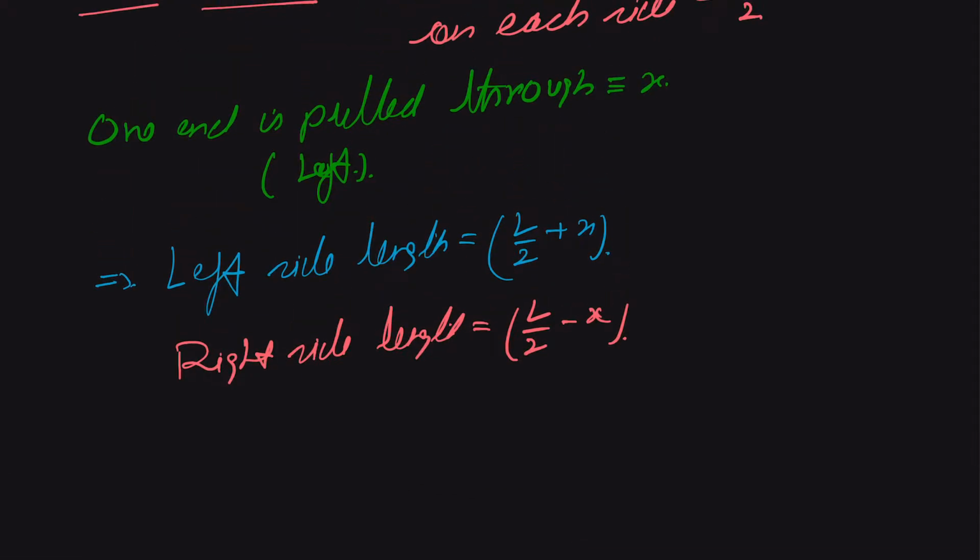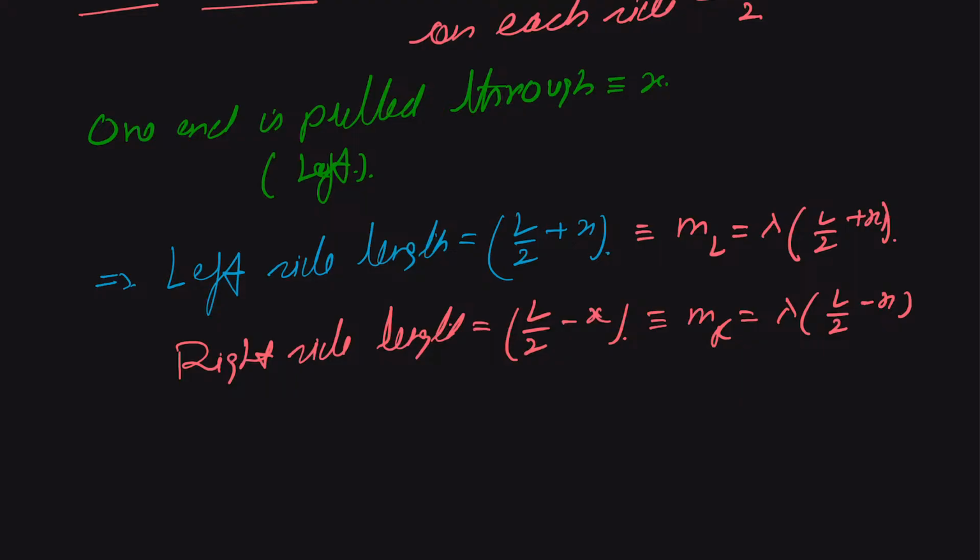So for the left side we can say that its mass, suppose m left, will be equal to its density, later on we can put lambda, times L by 2 plus x, and on the right side we get lambda times L by 2 minus x. So that is the mass on both sides. Obviously the left side is heavier, so it is going to move in the downward direction.